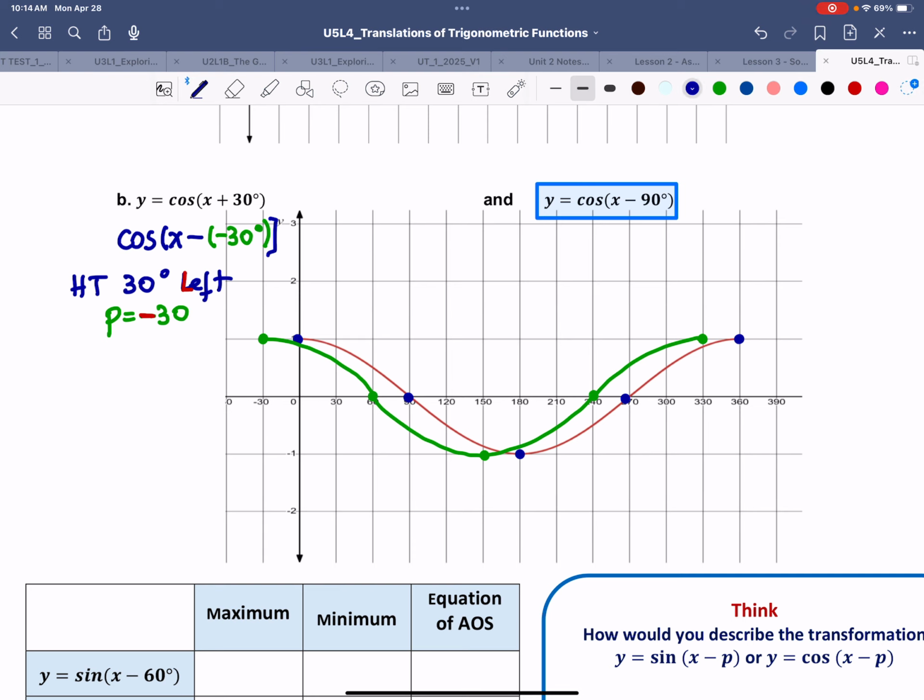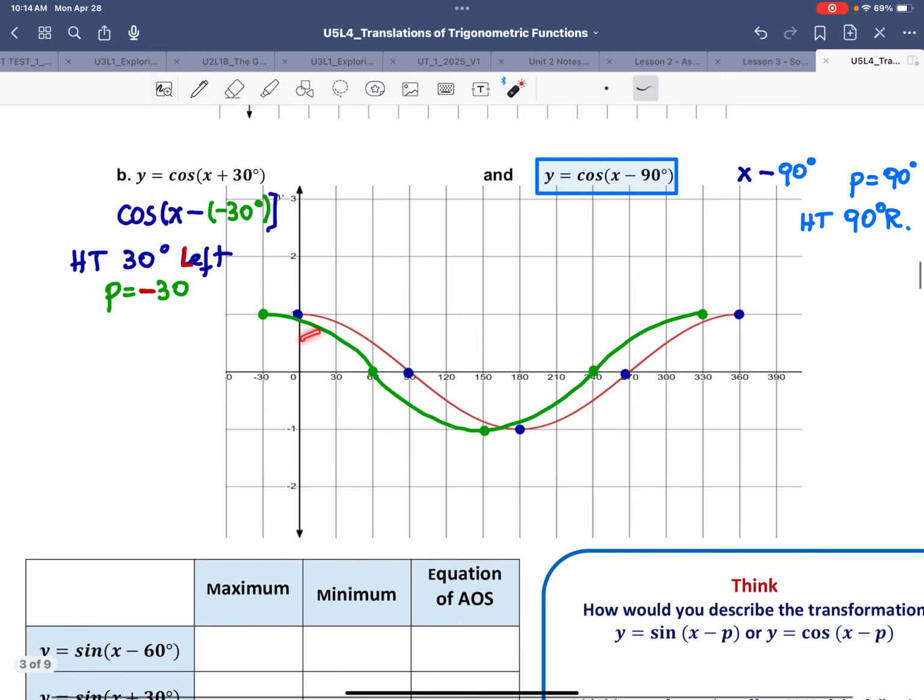In the same way, we can draw the graph of y equals cosine of x minus 90. In this case, we have subtracted positive 90 degrees from x, which means that the value of p is positive 90, which indicates a horizontal translation of 90 degrees to the right. So every point on the cosine curve will be translated 90 degrees to the right.